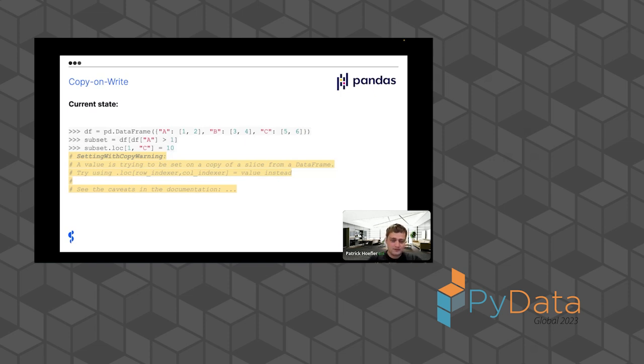So this created a lot of confusion. The SettingWithCopyWarning doc page is actually one of the most visited doc pages of the pandas docs, which was concerning. That's why we implemented copy-on-write mostly.